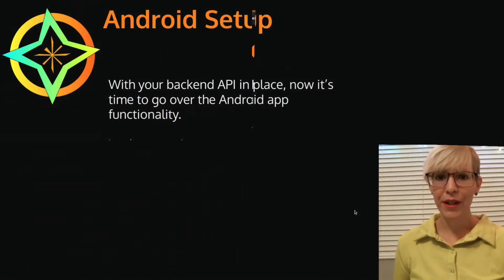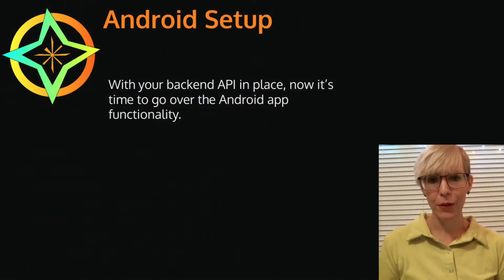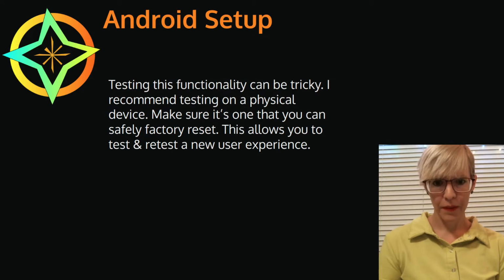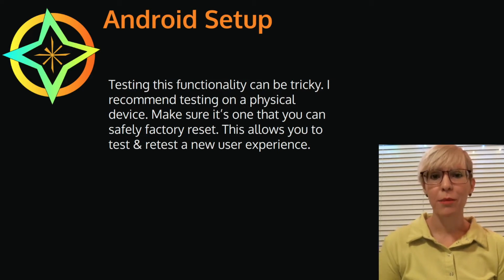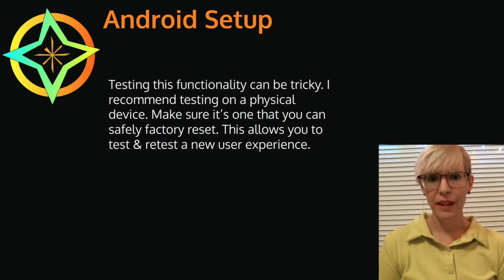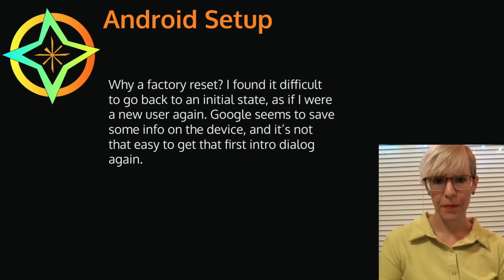Now that your Ktor API is ready to validate Google JWT tokens, let's talk about the Android app functionality. So testing this functionality can be really tricky. I recommend using a physical device, and make sure that it's one that you can safely do a factory reset on. This allows you to test and retest a new user experience.